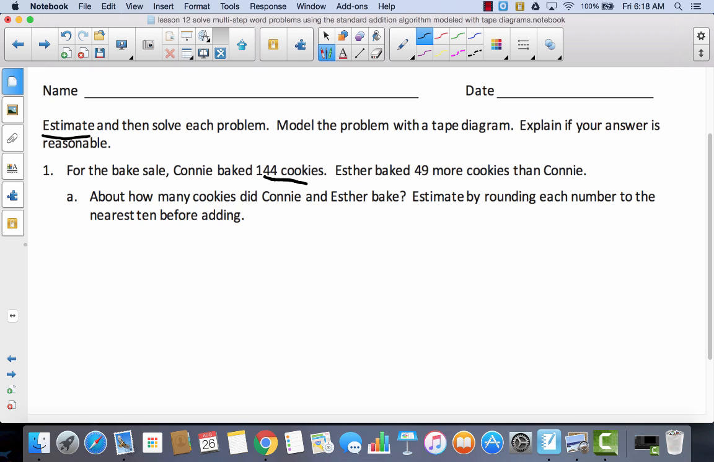I'm going to go ahead and underline that because I know that's going to be important. And Esther baked 49 more cookies than Connie. About how many cookies did Connie and Esther bake? Estimate by rounding each number to the nearest 10 before adding.